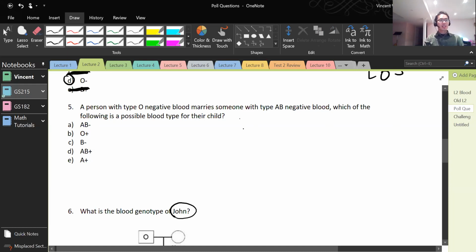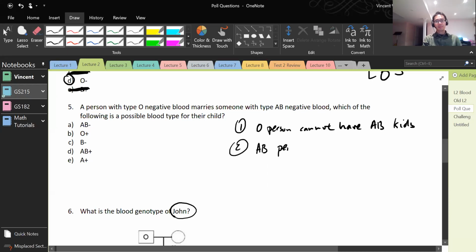All right. So to do these type of questions, you have to remember four things, right? Number one, an O person cannot have AB kids ever. Doesn't matter who they marry, because if you're a type O, you can only pass on a small i, and there's no small i in AB. Same thing, an AB person cannot have O kids. In order to have O kids, you need to pass on a small i. If you're AB, you don't have a small i.